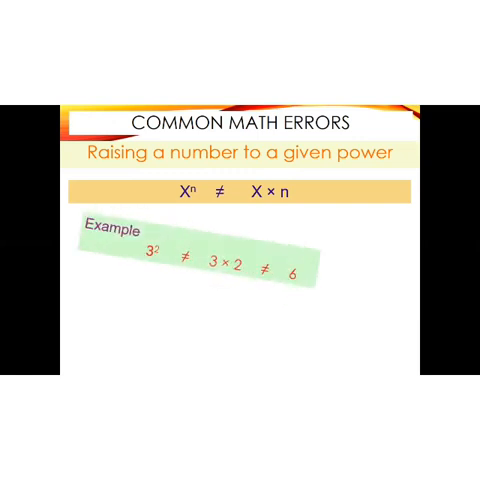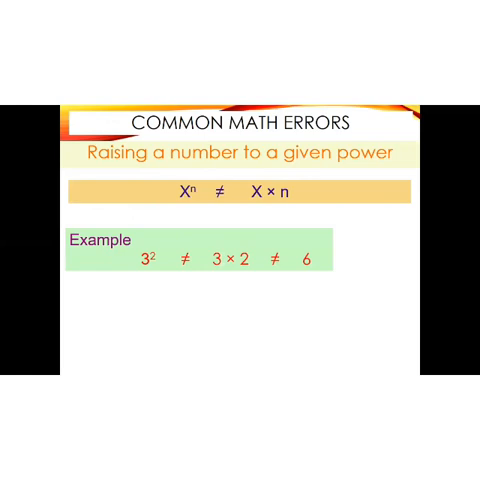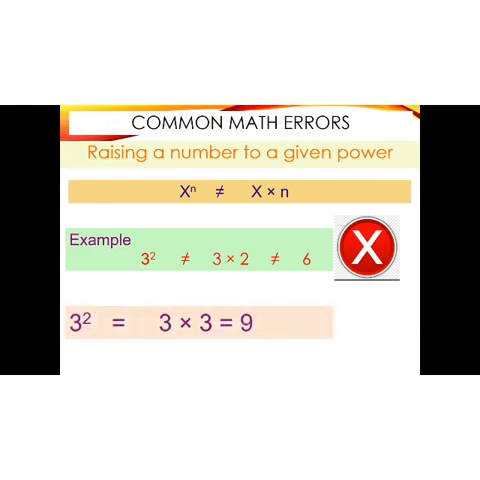For example, 3 raised to the power of 2 is not 3 times 2. It's not equal to 6. Instead, 3 raised to the power of 2 simply means 3 times 3. That is, 3 has a power of 2, so you should multiply that number by itself. So it's 3 times 3, which is 9. And if I say 3 raised to the power of 3, it's 3 times 3 times 3. That's how it is.